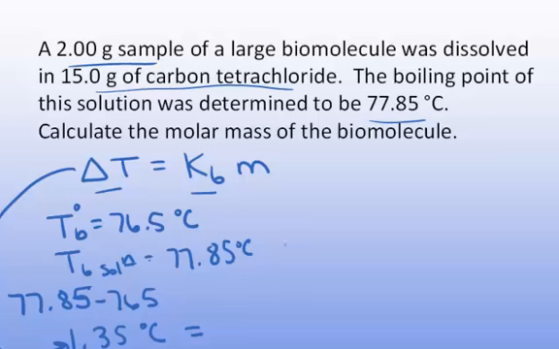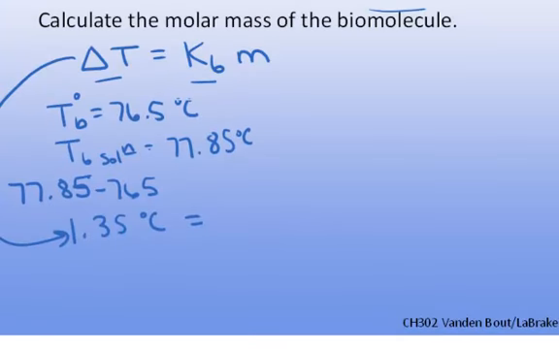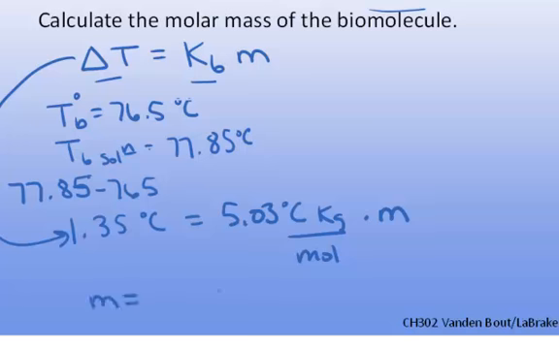And that's going to equal the boiling point constant, which for carbon tetrachloride from the table is 5.03. The unit there is degrees Celsius kilogram per mole, times the molality of this particular solution. So we can solve for molality by dividing both sides of the equation by 5.03, and the molality equals, in this case, 0.268 moles per kilogram.